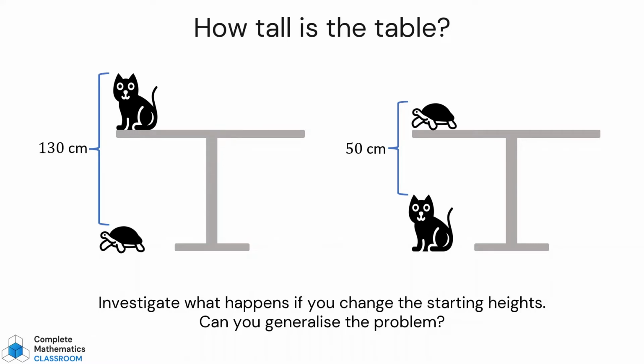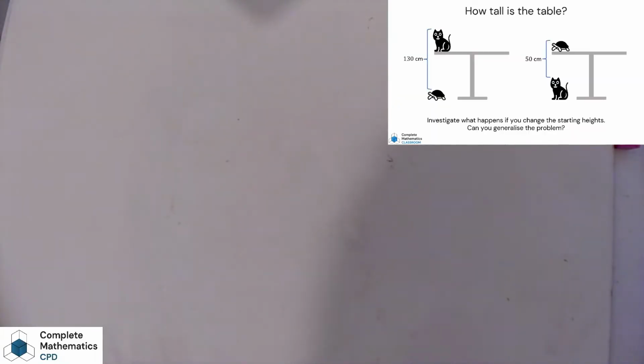So I love this task then because on the face of it, it looks quite simple, but when you actually try and go and solve it, it often gets people stumped, and some people jump straight to an algebraic approach. But there is a really nice simple solution which just uses a bar model. So the important thing to remember is that the heights of the table, the cat and the tortoise are all constant. They never change. What does change is the distance between them when the cat and the tortoise change position.